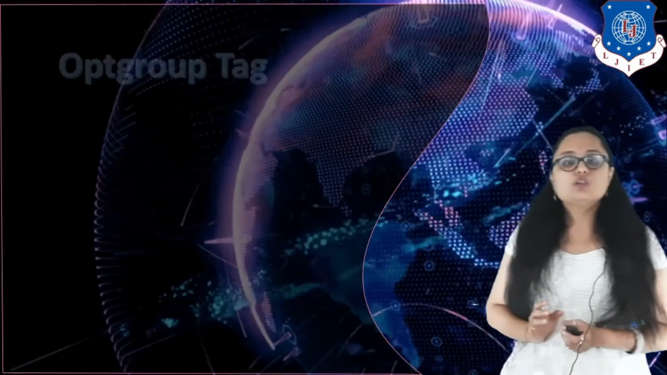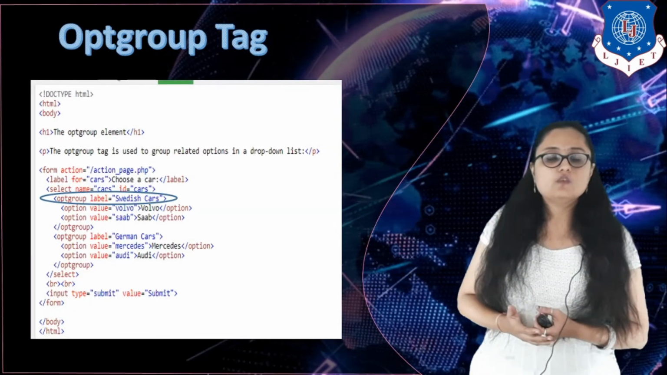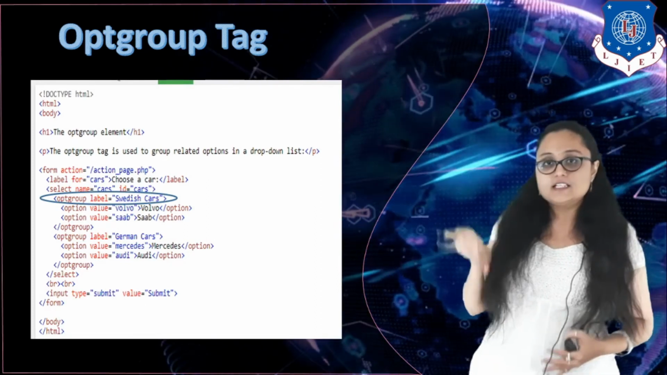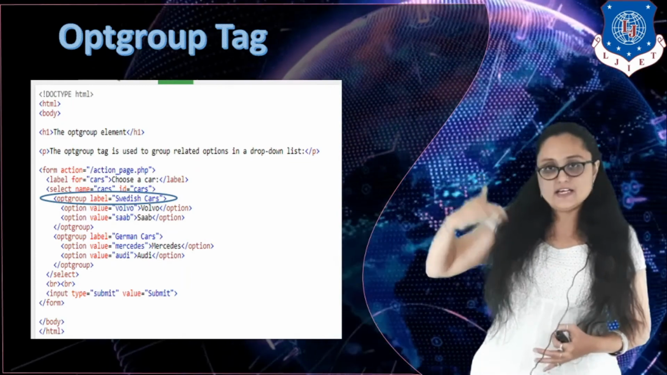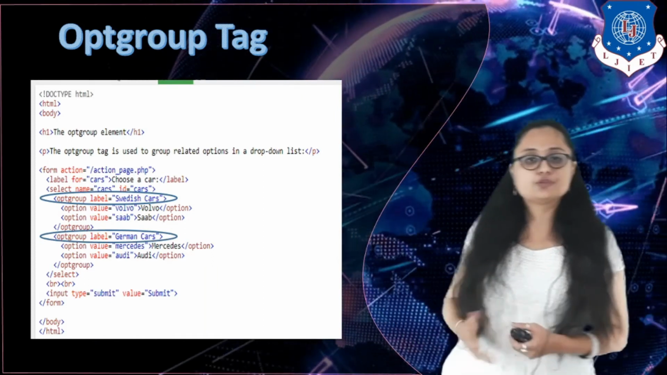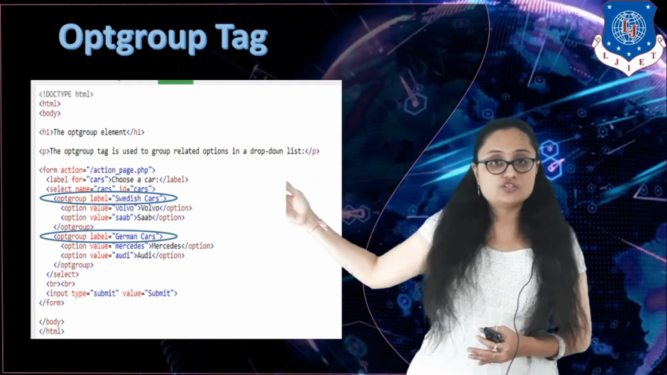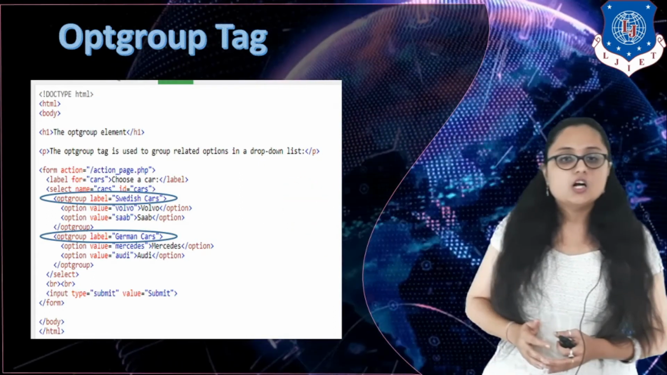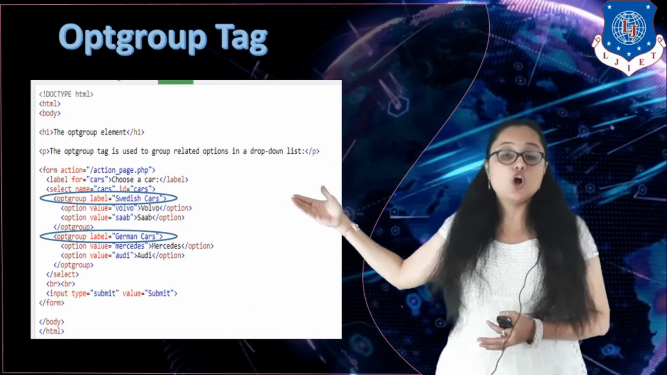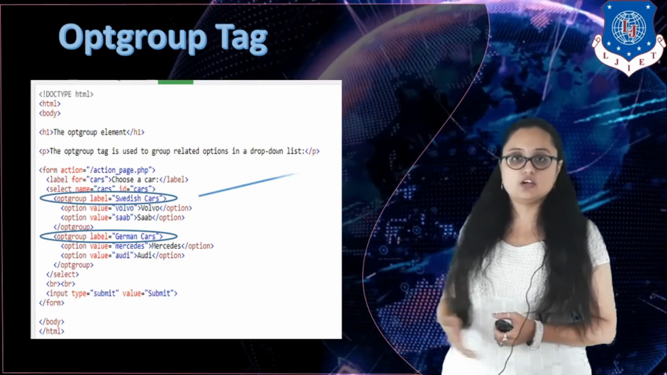Okay, and the last thing in the select tag is optgroup. Now whenever you want that in the drop down list also, there are different categories in which you have divided the options, you can go for optgroup. The syntax for optgroup is, you can see that I have created 2 optgroups. The first optgroup's label is Swedish cars and the second optgroup's label is German cars.